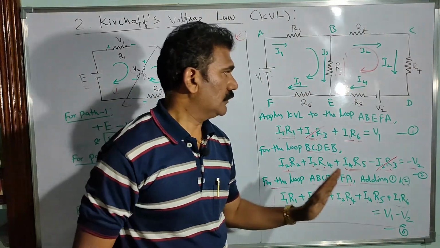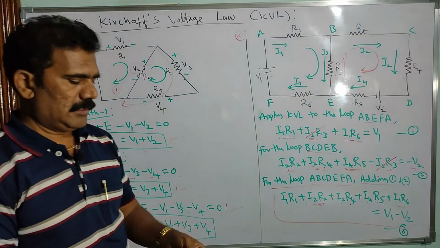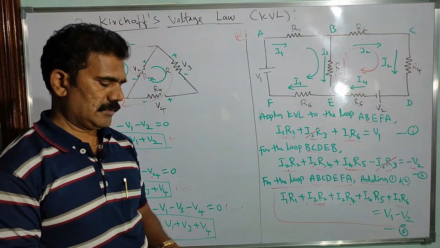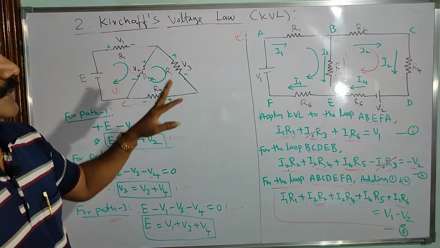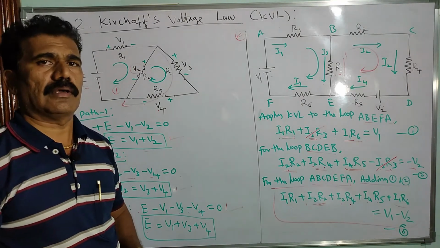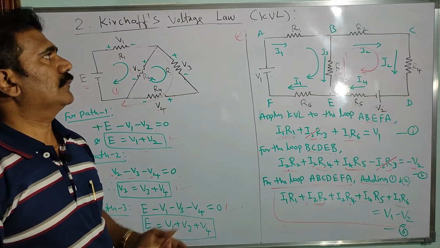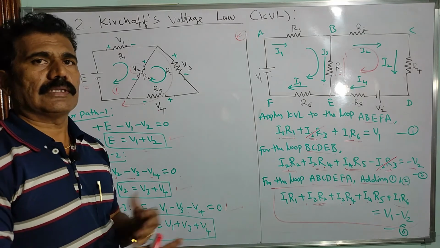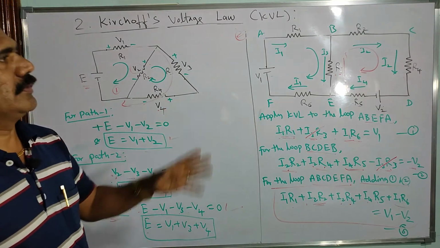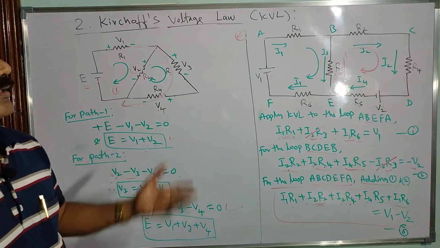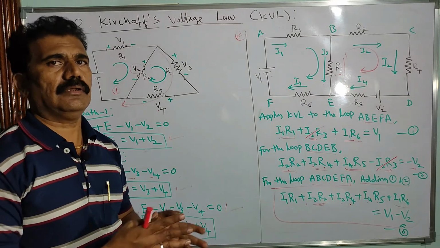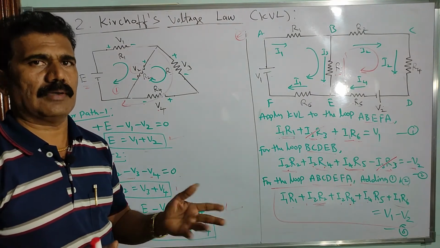In this way we can simplify any given complicated network with the help of Kirchhoff's voltage law. Sometimes we need to apply Kirchhoff's current law also. So with the help of KCL and KVL, we can simplify complicated networks in which more than one resistor is connected either in series or in parallel in any complex manner.